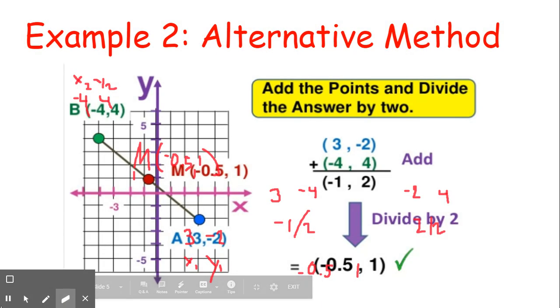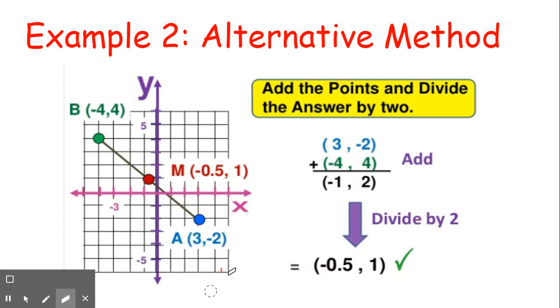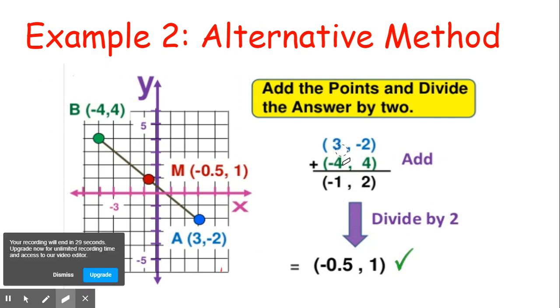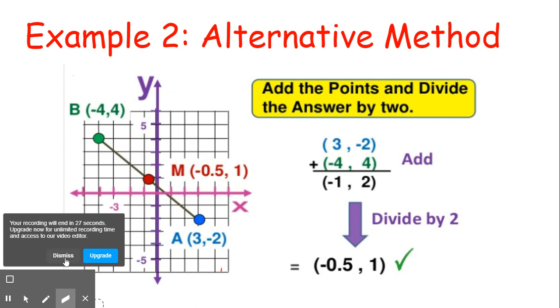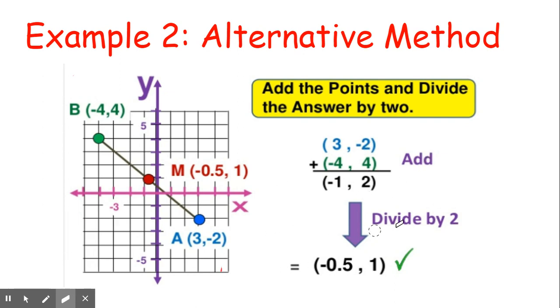Hold on, let me erase for you. Okay, so the alternative method is to add the points and then divide by 2. So it's just basic addition. You would line them up, add them, then divide by 2, and it gives you the same answer. It's just an alternative way of looking at it.